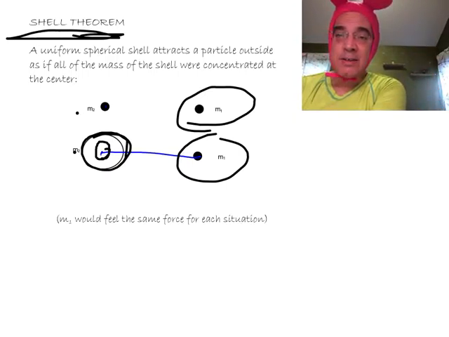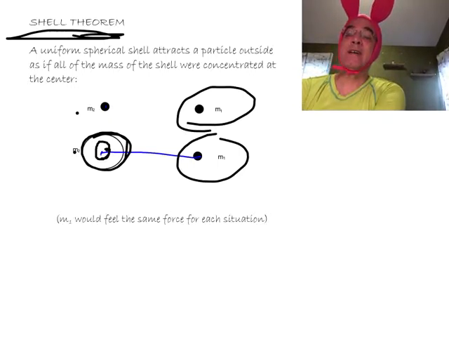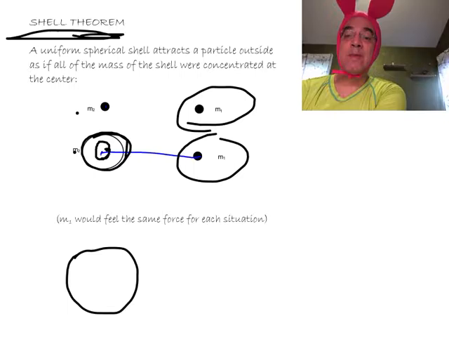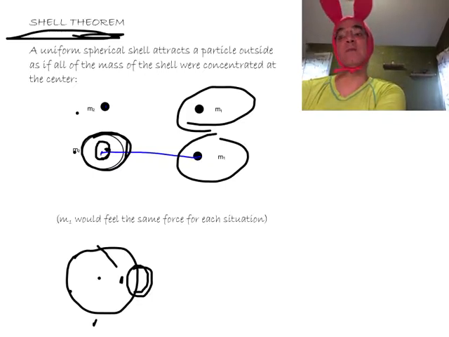But on the inside of the shell, there would be no gravitational force whatsoever. And that's because if you had a shell and you were right in the center, you could see that the gravitational force from all the different sides would cancel. If I'm not in the center, I'm closer to this mass over here, and so I'd have a greater gravitational force, but there's more mass on the other side of me, and they still are going to cancel.